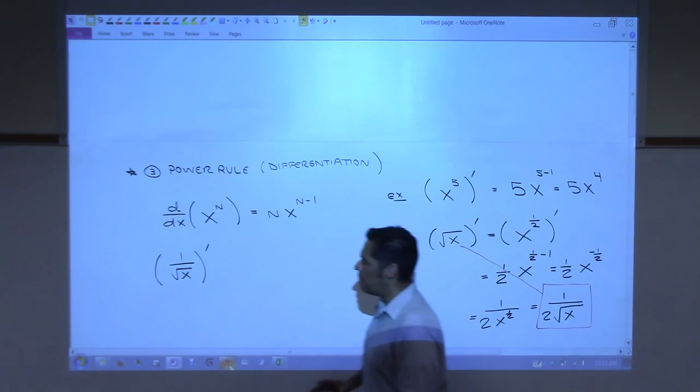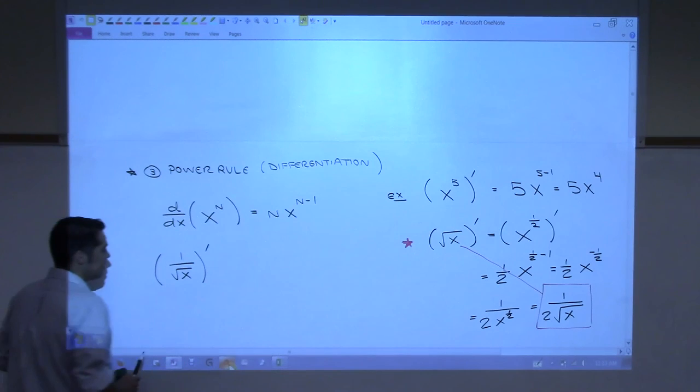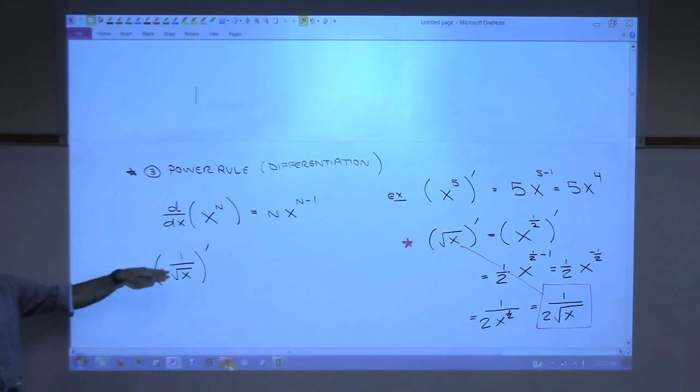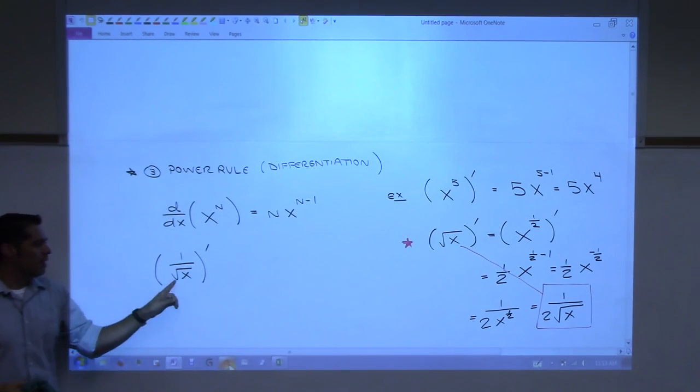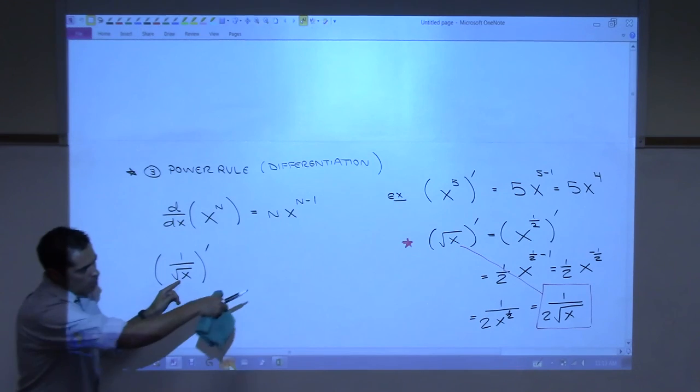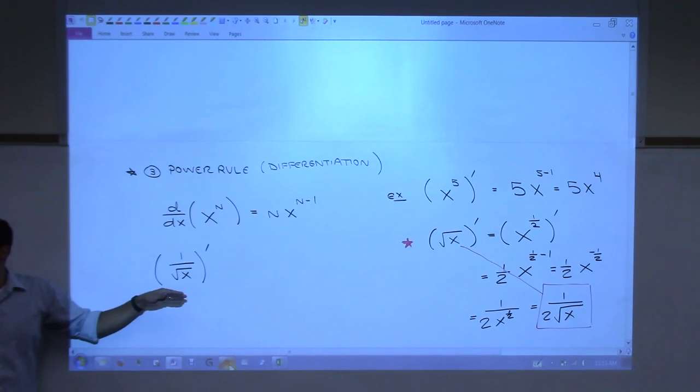So the big mistake people will make with this is they'll say, hey, look, I've got 1 divided by square root of x. 1 is a constant. The derivative of 1 is, it's a constant, right? What's the derivative of a constant? 0. We already said that. 0 over, and then what's the derivative of this? 1 over 2 root x. But 0 over anything should be 0, right?